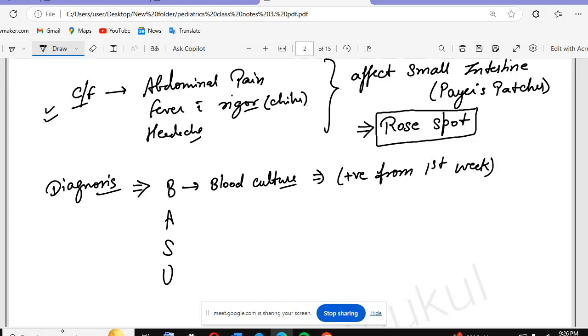Basically, the blood culture will be done in the first week.